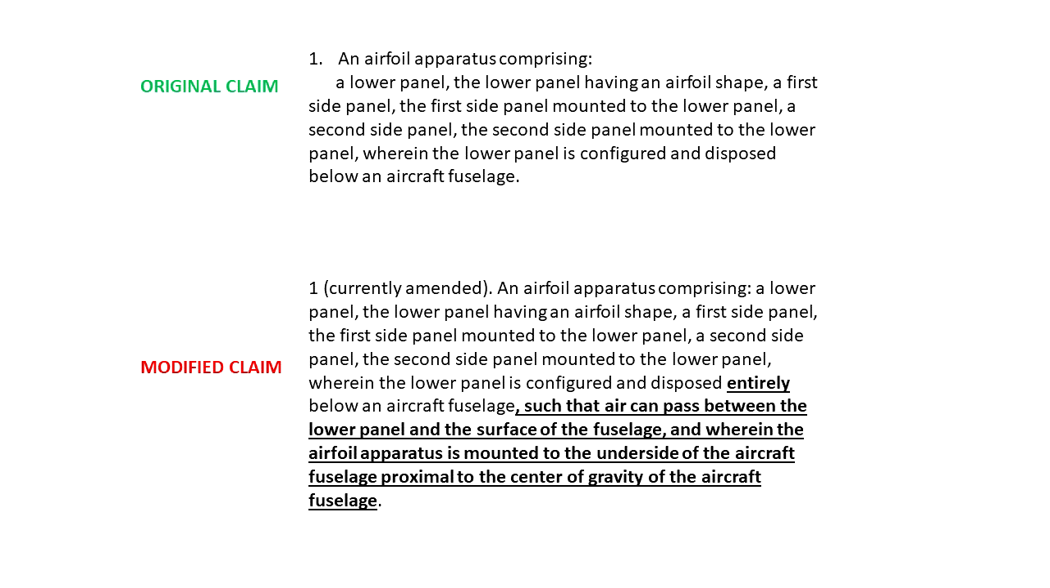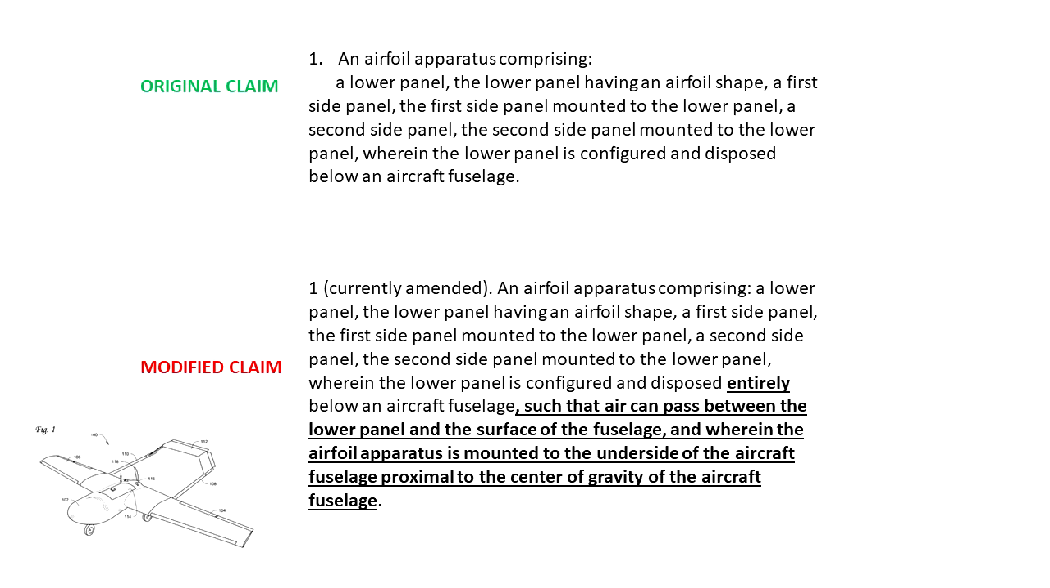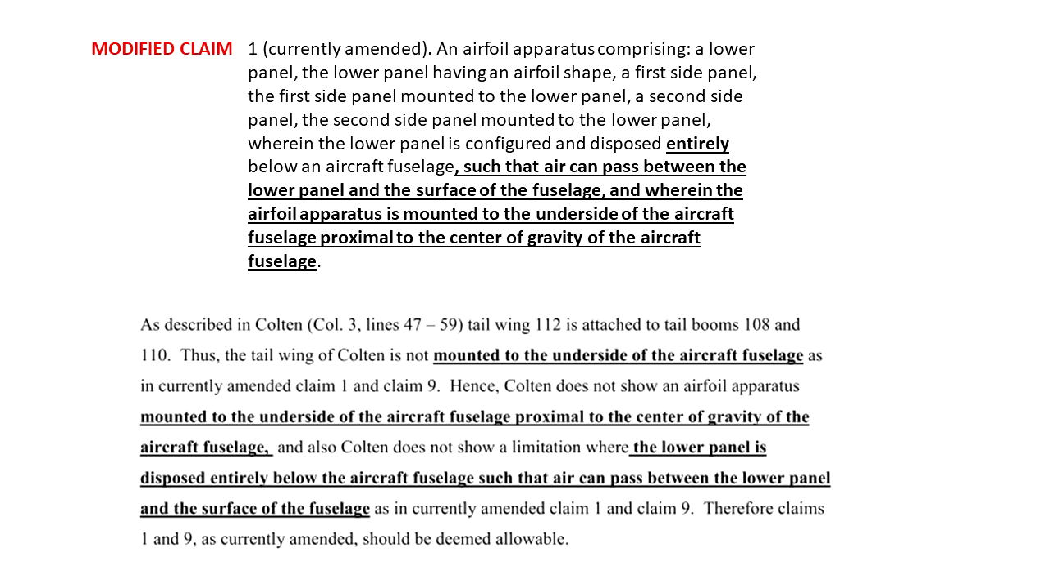The rest of the amendment further clarifies the position of the attachable wing. It is now claimed as mounted to the underside of the fuselage. So clearly something that is not shown in the Colton reference, where none of the panels are entirely below the aircraft fuselage, nor are they mounted directly to the fuselage, but rather instead the panels are mounted to rods extending from the wings. So the next step is to file an office action response.